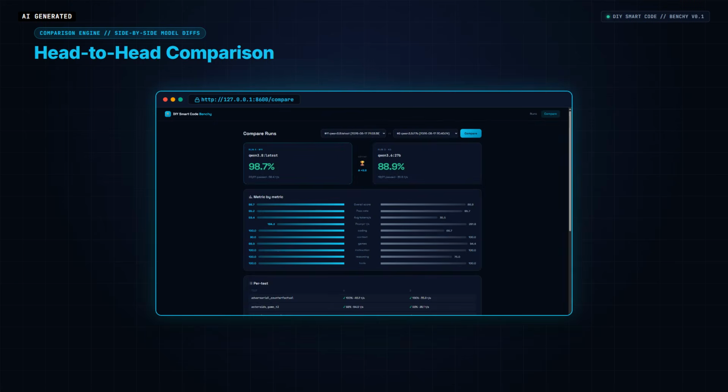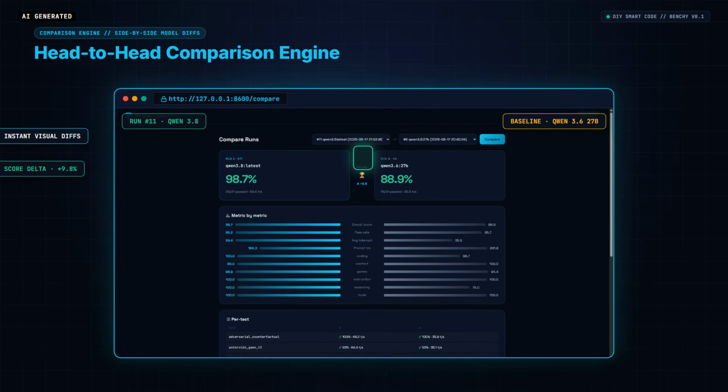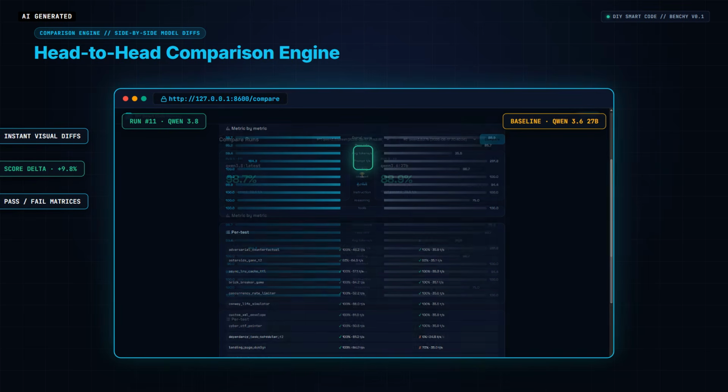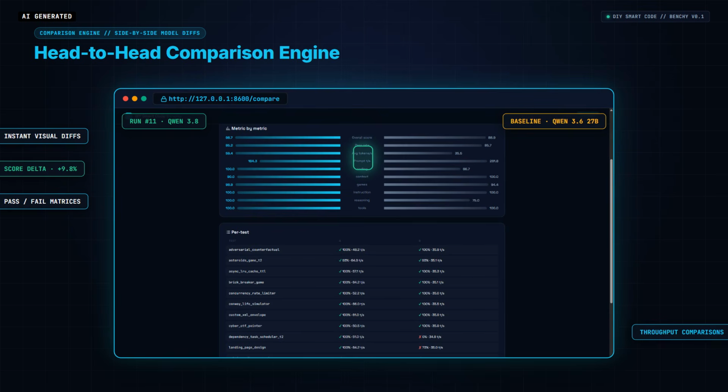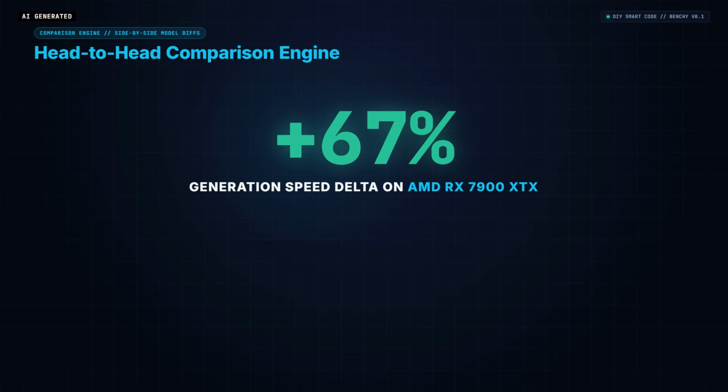To make this useful for upcoming video reviews, I built a head-to-head comparison engine. Here is run 11 with Qwen 3.8, compared against our baseline run of Qwen 3.6 27B. You get instant visual diffs, overall score delta, exact test-by-test pass and fail matrices, and throughput comparisons. On our test bench, Qwen 3.8 generated 67% faster on the exact same GPU.